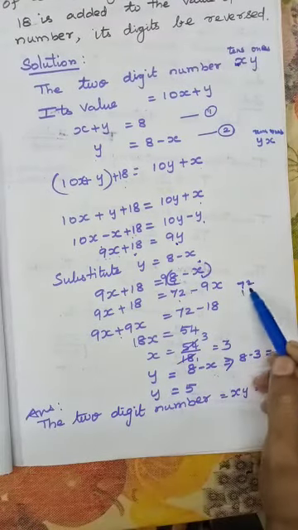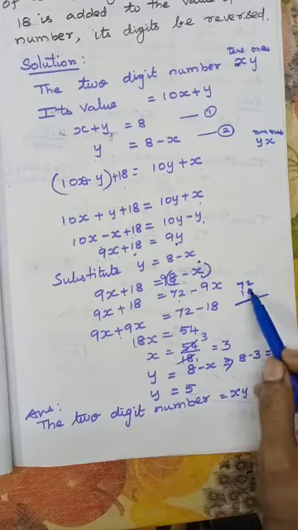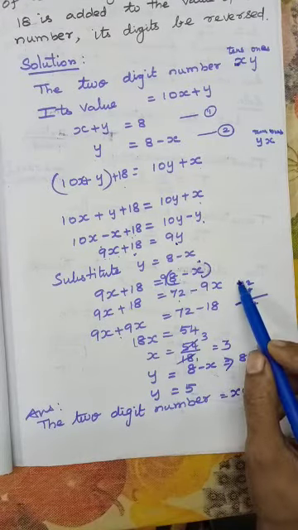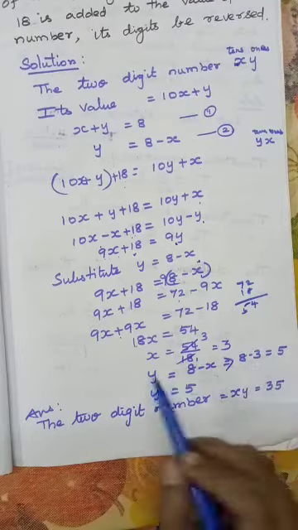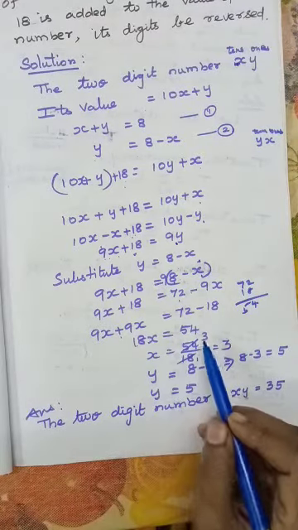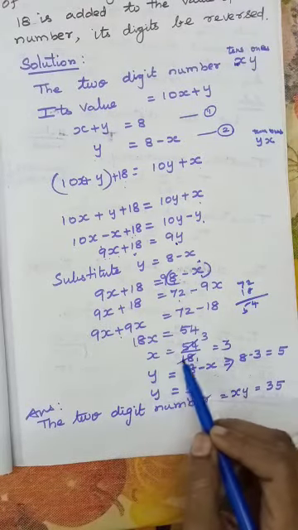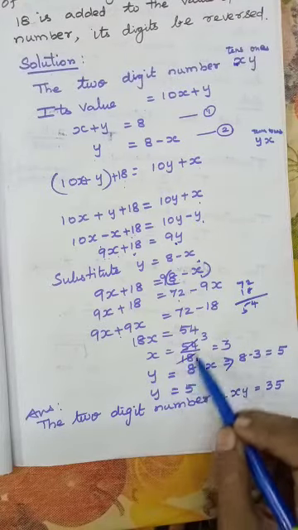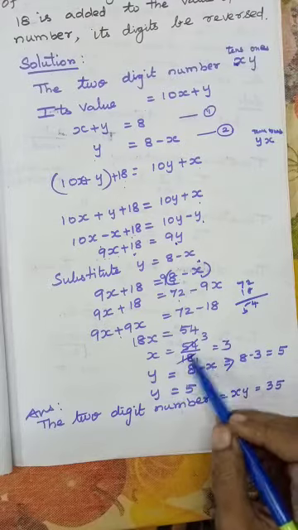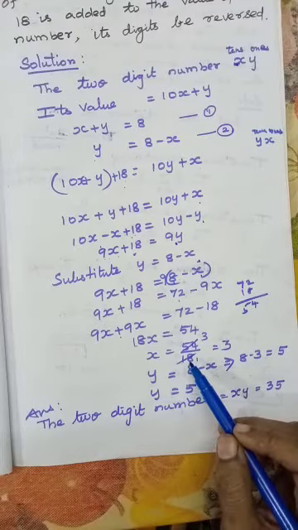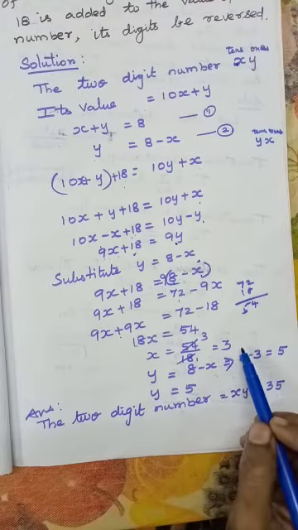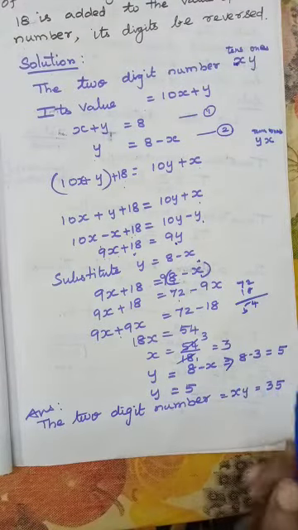72 minus 18. So from 12, 4, 8 goes. Then here 6 minus 1 is 5. So 18x is equal to 54. So x is equal to 54 by 18. Okay. Now you cancel. 18 3s are 54. Isn't it? So 18 1s are 18, 18 3s are 54. Now we got the value of x here.